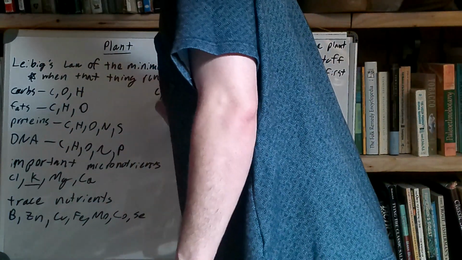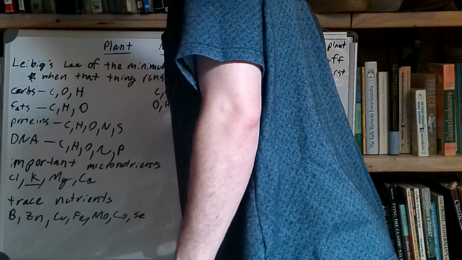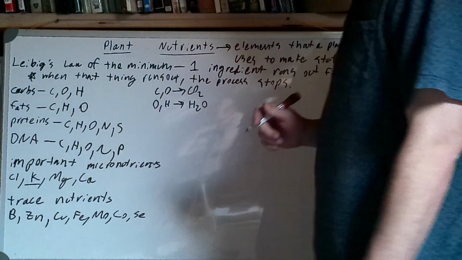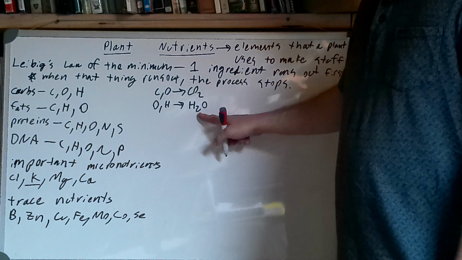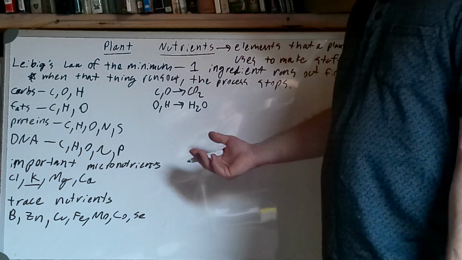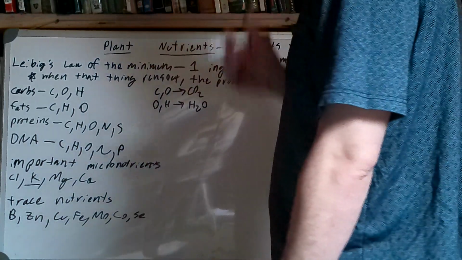Okay? Oxygen and hydrogen come from water, also through the process of photosynthesis. Okay? This may or may not be limiting depending on where you live and what the weather is doing in a certain year. Okay?